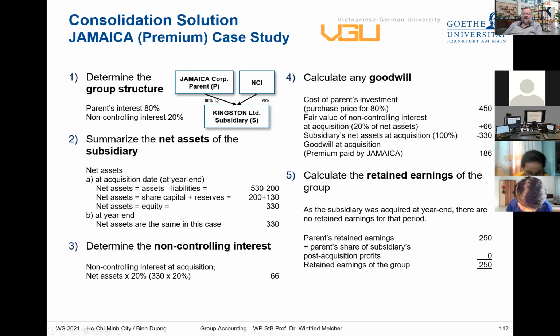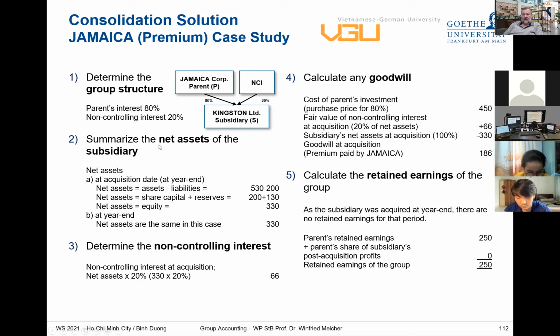We consider that the parent bought 80% of Kingston. So we have other shareholders that are not part of the group. They are called minorities or non-controlling interests, because those shares have no control over Kingston. The control is only exercised by Jamaica because they have 80%, and in a shareholder meeting, they can overrule the non-controlling interests. All right, so that was the easiest part.